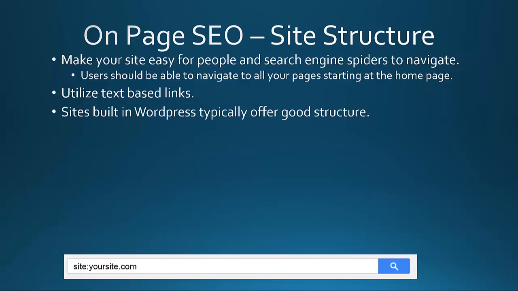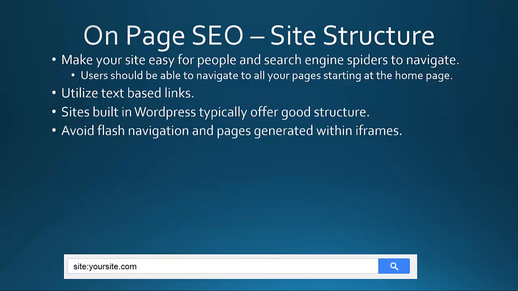Utilize text-based links within your content. You don't want to have flash links, and those are kind of an older thing, but you always want to have text-based links, meaning links that are based on text. Image links work okay, but you also want to make sure that there are text links as well, because that's the easiest way for the search engines to find your content. Sites built in WordPress typically offer good structure out of the box. That's one of the reasons I recommend you use them.